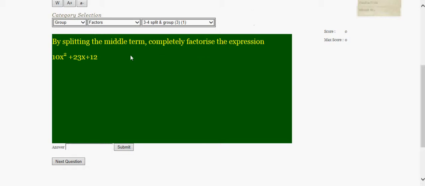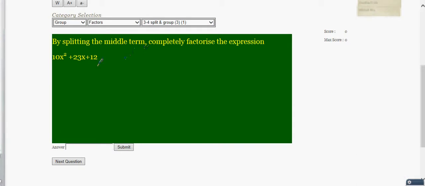Okay, now in this question we're dealing with a slightly more difficult quadratic expression. The quadratic expression we have here is 10x squared plus 23x plus 12. Now by splitting the middle term we're going to completely factorize this expression as well. Now if you've been following the other videos you realize that we're going to do this in a particular way.